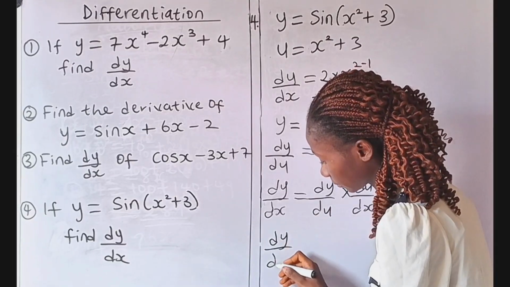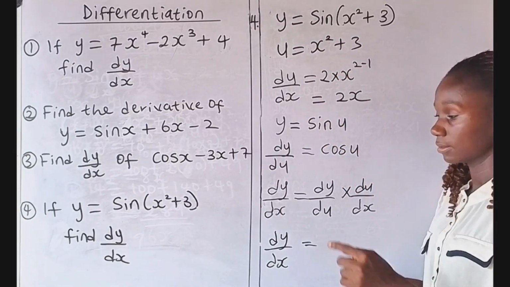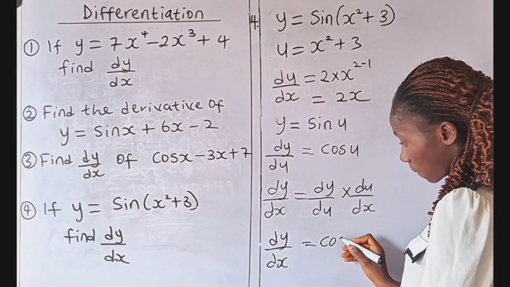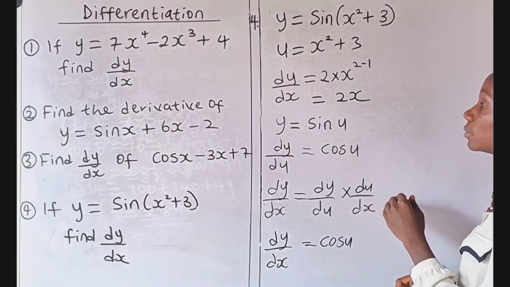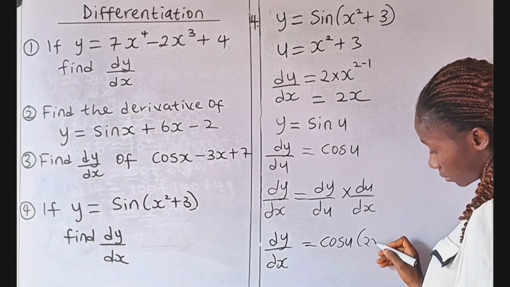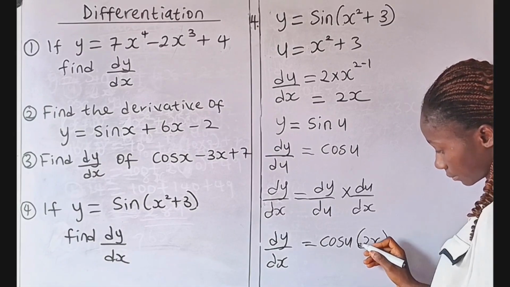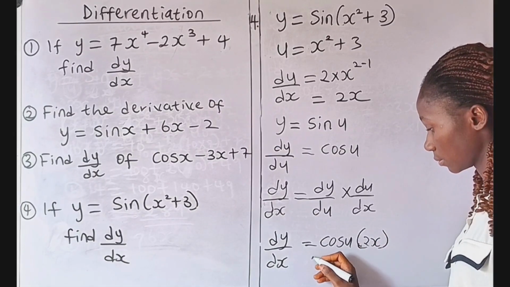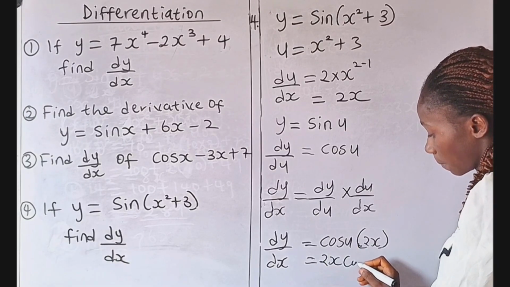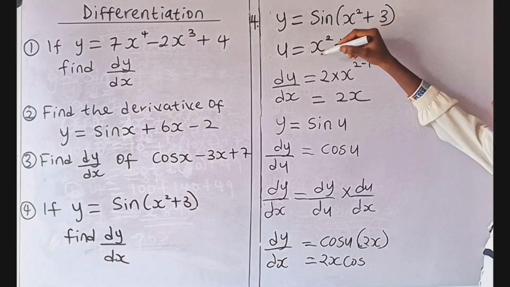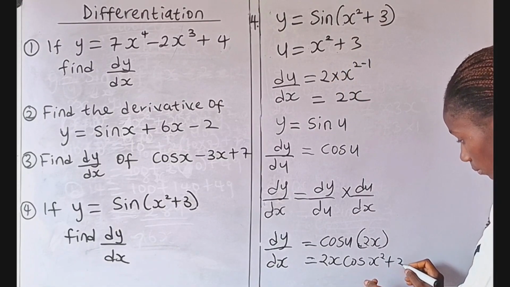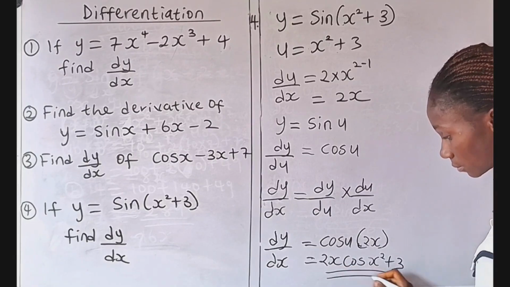The dy/dx. What's our dy/du? This is our dy/du, which is cos u. Now what's our du/dx? du/dx is 2x. Let's put it in a bracket. This can be written as 2x multiplied by cos u. What is our u? x squared plus 3. So that's your final answer.